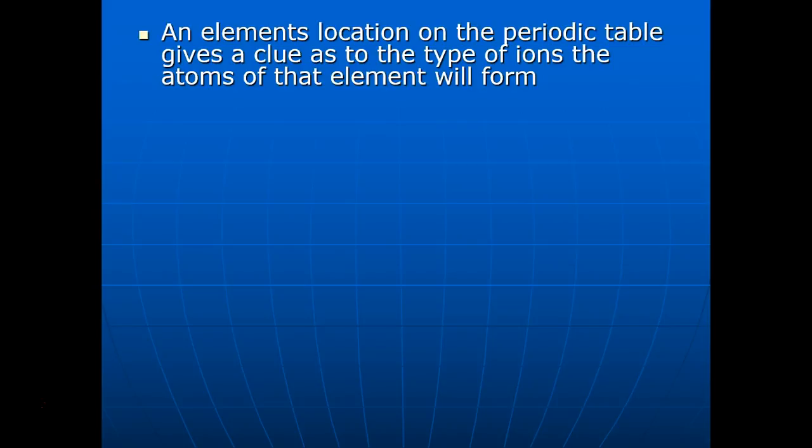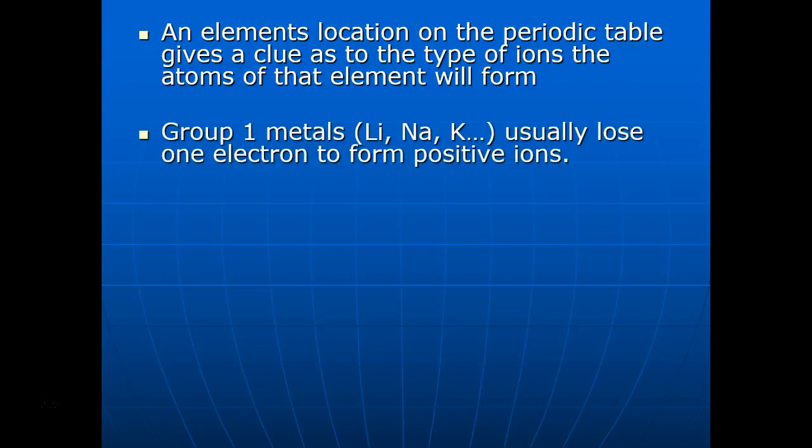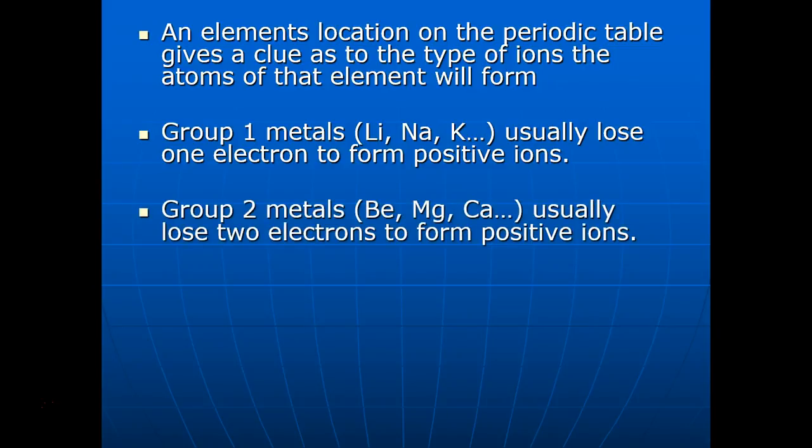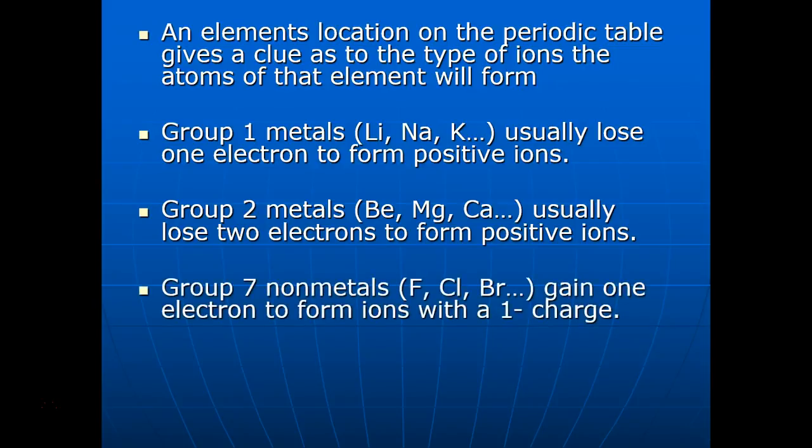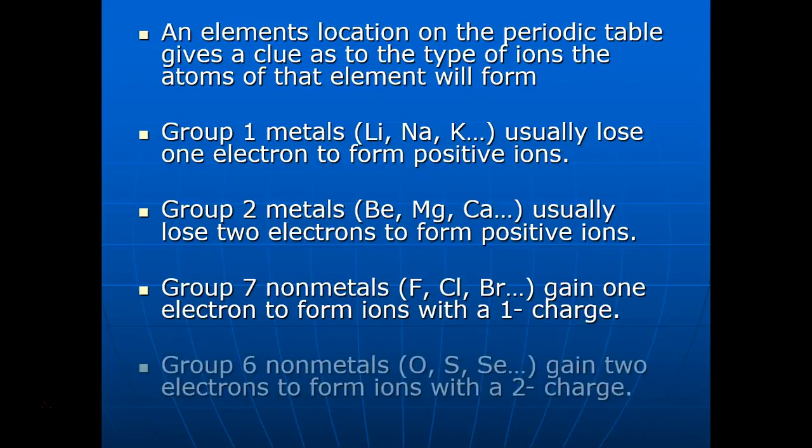An element's location on the periodic table gives us a clue as to the type of ions the atom of that element will form. Group 1 metals, we know these are highly reactive. They usually lose 1 electron to form positive ions. Group 2 metals also form positive ions. They are usually losing 2 electrons. Group 7, which remember is found after the transition metals, gain 1 electron to form ions with a -1 charge, so they're forming negative ions. And group 6 nonmetals do the same, but they're gaining 2 electrons, so they have a -2 charge.